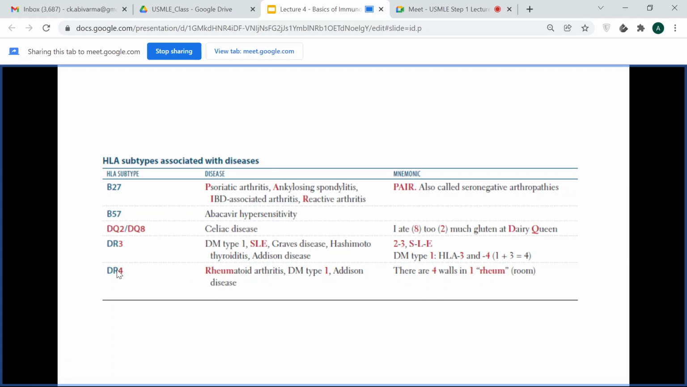There's no easy way around this. You just have to memorize them. First Aid has some good mnemonics. So B27 is PEAR, DQ2, DQ8, celiac disease. Yeah, you just have to memorize them.